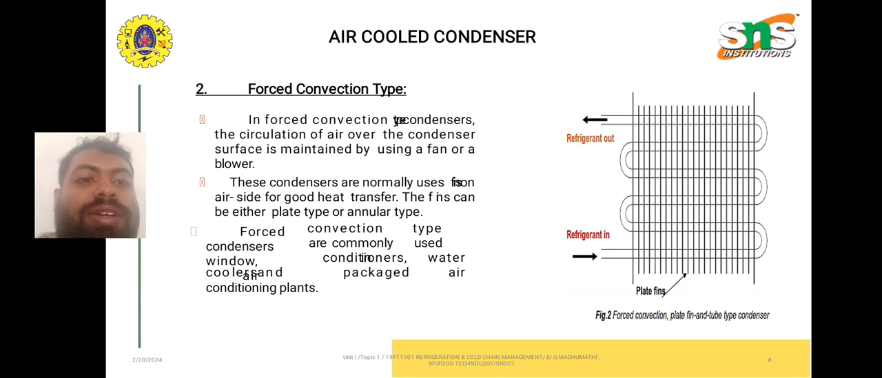Second is forced convection. In forced convection condensers, the circulation of air over the condenser surface is maintained by using a fan or a blower. These condensers normally use fins on the air side for good heat transfer. The fins can be either plate type or annular type. Forced convection type condensers are commonly used in window air conditioners, in water coolers and packaged air conditioning plants. In forced convection type, the refrigerant passes through the plate fins.